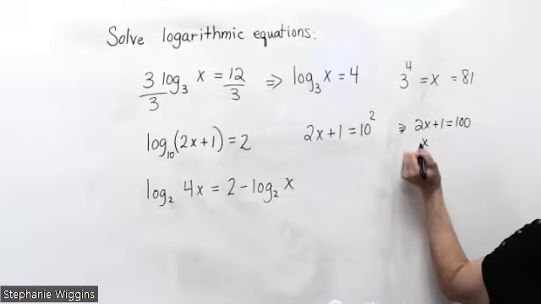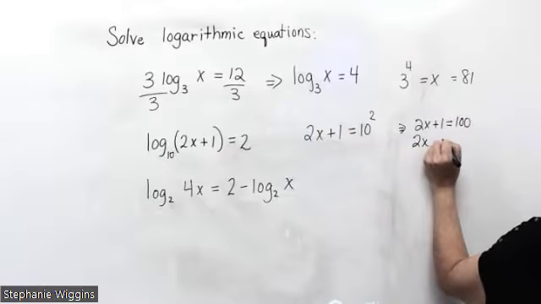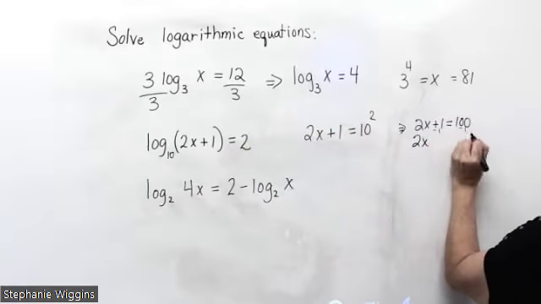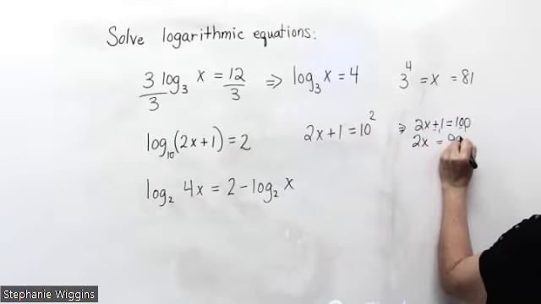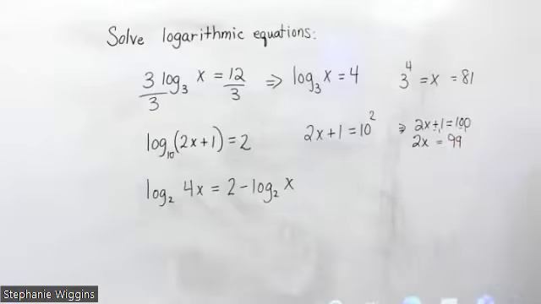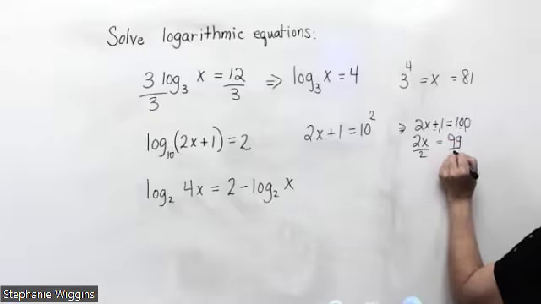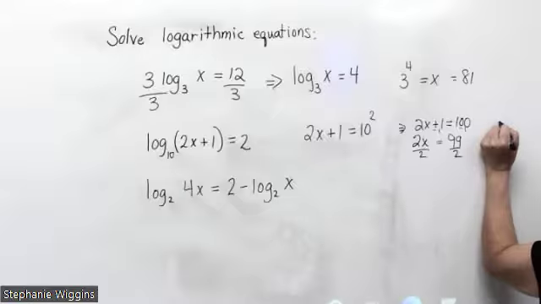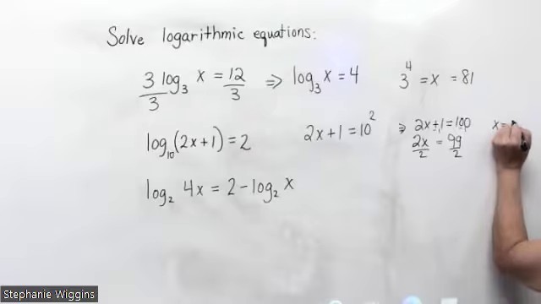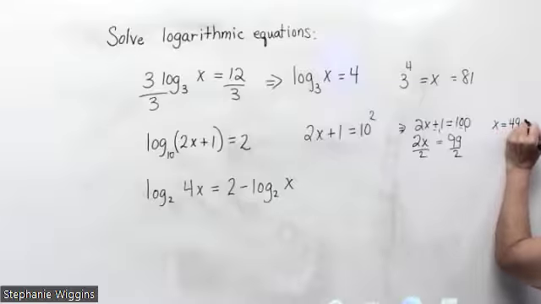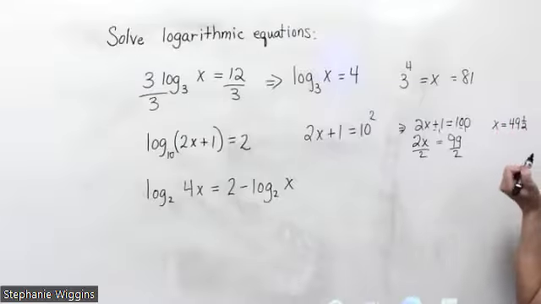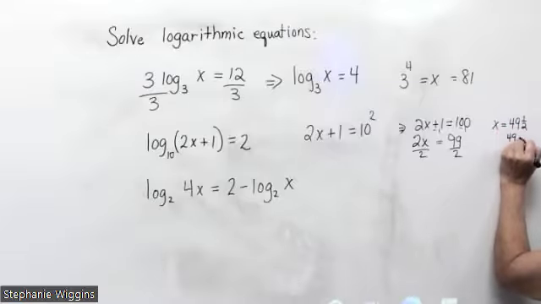If I subtract 1 from both sides, 2x is 99. And then I'm going to divide both sides by 2. And so I get that x is equal to 49 1/2, or you could just say 49.5.